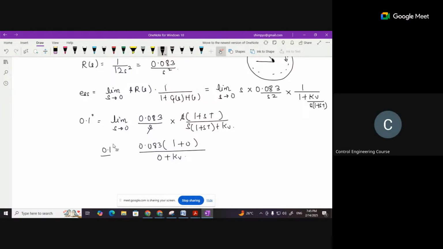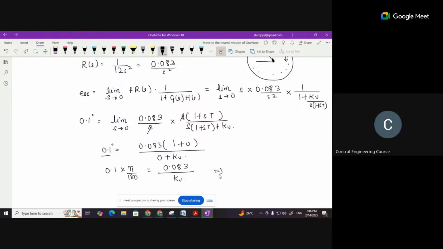On converting this, how much was it? 0.1 degree? That will be pi by 1800. Pi by 180. That is pi divided by 1800. No, it is pi by 180. Why 1800? 0.1 means you will take 1 by 10 of it, correct. So pi divided by 1800, and 0.083, that is like 1 by 12.